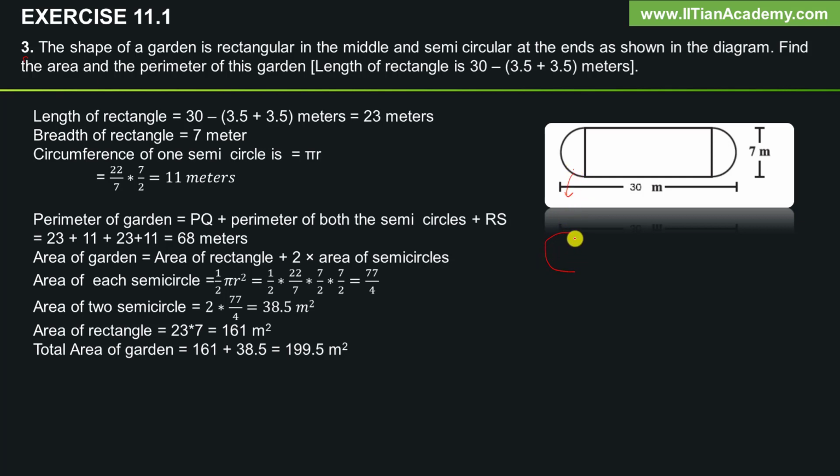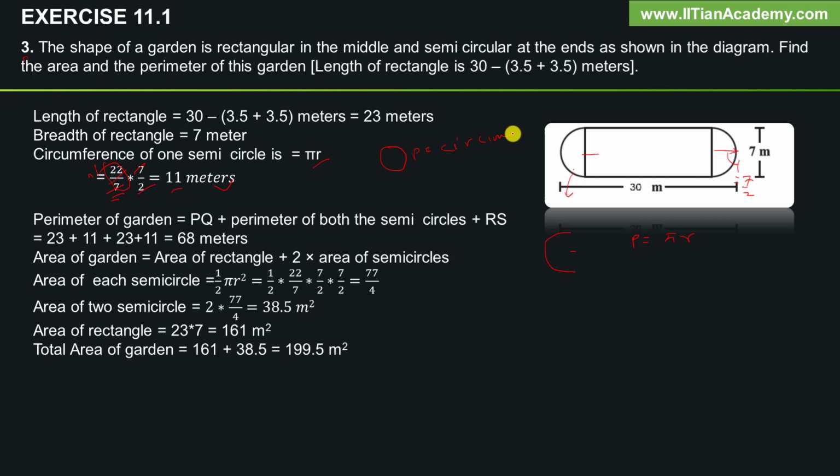We know that perimeter of semicircular shape is pi into r. Here, you can see diameter of the semicircular shape is 7 meter. Hence, radius is 7 divided by 2. Since radius is in terms of 7, use pi value as 22 divided by 7. Hence, circumference is 11 meter. Please note that for circle, perimeter is also called circumference.